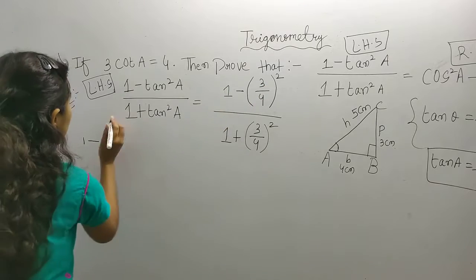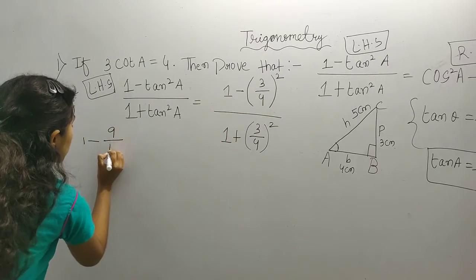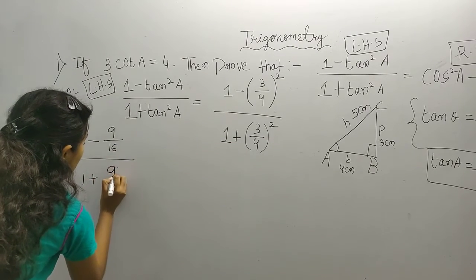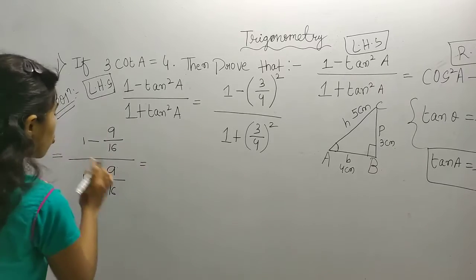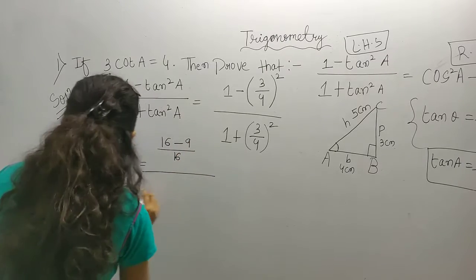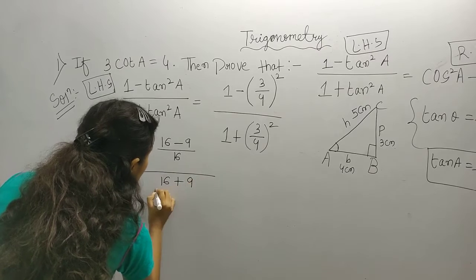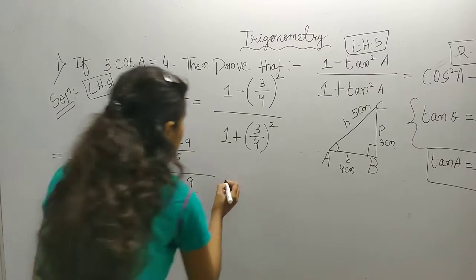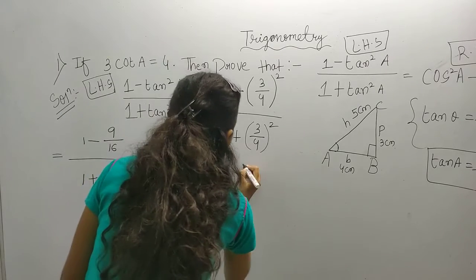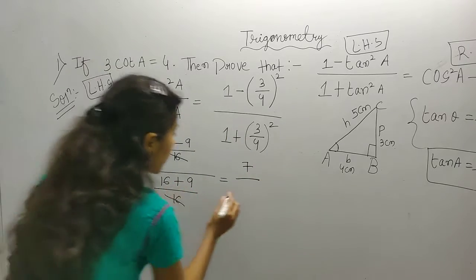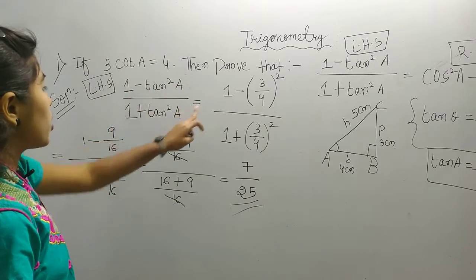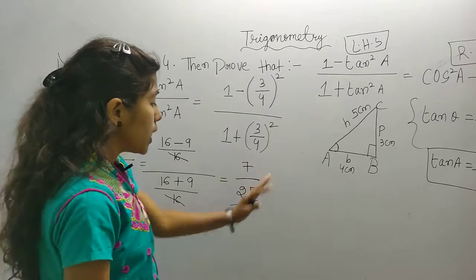Now equals to, what will happen? 1 minus 3 square is 9 by 4 square is 16, by 1 plus 3 square is 9 by 4 square is 16. So equals to 16 minus 9 by 16 whole by 16 plus 9 by 16, right? So 16 minus 9 is 7 by 16 plus 9 is 25, and the 16 and 16 will cut. So our answer came: 1 minus tan square A by 1 plus tan square A equals to 7 by 25.